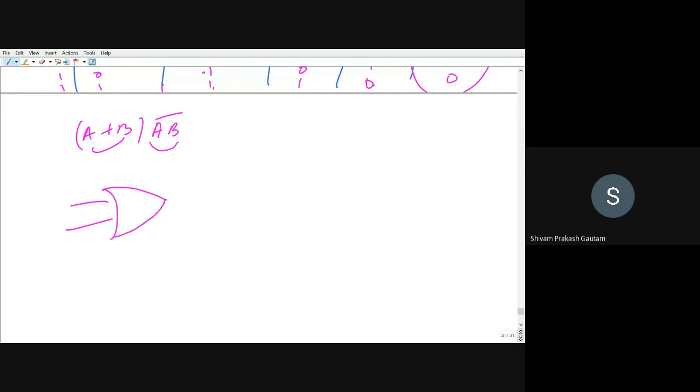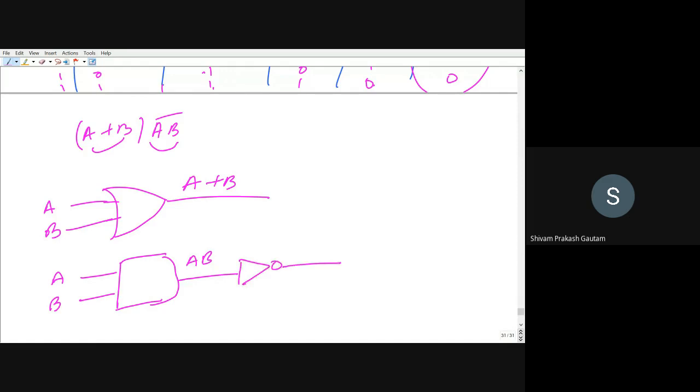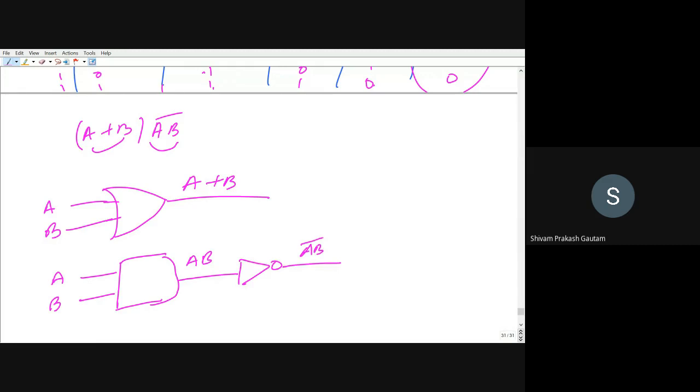This is the OR gate with A and B. Its output is A plus B, and then we have an AND gate as well, with A and B. Its output is AB. Then it has been complemented, that means we have to use a NOT gate. This is AB bar. Then both of them have to be multiplied, that means we have to use an AND gate again. This will be A plus B, AB whole bar. Is it okay?